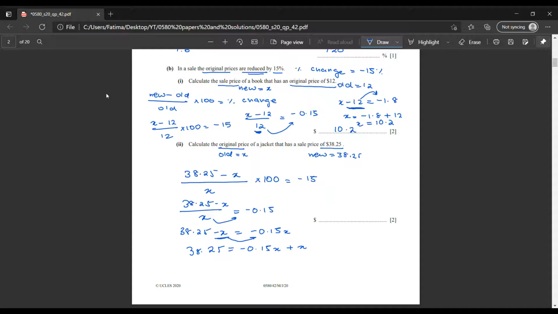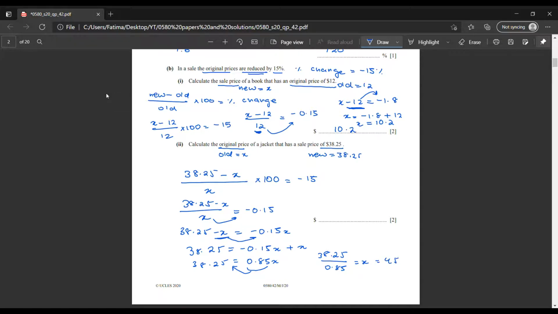So that means negative 0.15 plus 1 is actually 0.85x, and that is equal to 38.25, right? So now 38.25 divided by 0.85. Why? Because 0.85 has to move to the left hand side, so for multiplication it will become division. So I'll just write that here, is equal to x, and that is 45.